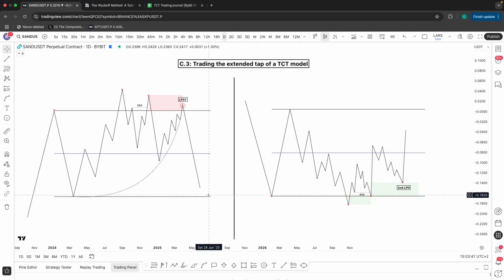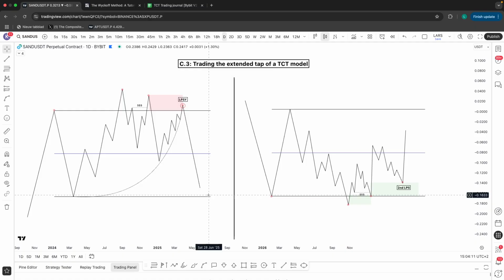where in this simple model, the usual high probability variables around TCT models apply, with our high probability ranging environment, our minimum range duration, our quality third tap POI, which in this case is going to be our quality fourth tap POI, and then obviously a quality breakout structure.